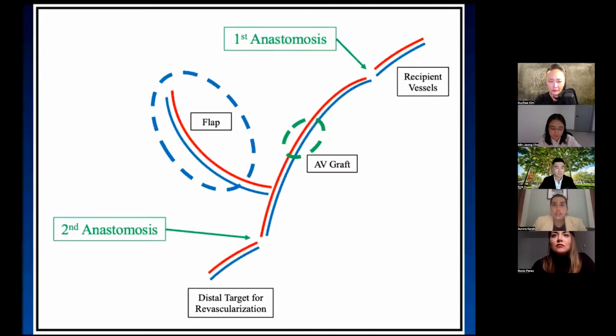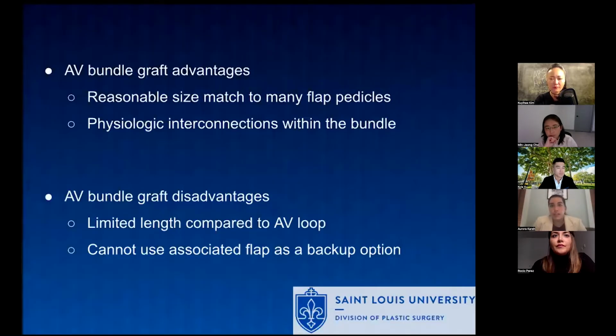The final reported technique was revascularization of a lower extremity with the AV graft, and then concomitant soft tissue coverage with an ALT flap that was associated with that AV graft. So there are numerous cited advantages to the AV bundle graft. I mentioned some of them earlier.